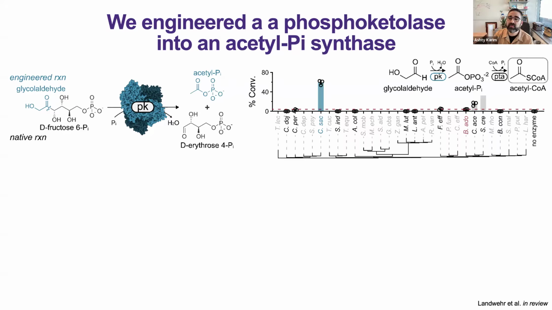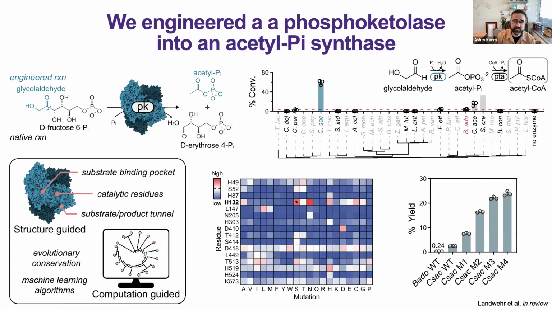So we selected several different enzyme homologs from nature, and we tested them for this activity on glycolaldehyde. And we found one variant that actually did this really well. We then took this variant and looked at the substrate binding pocket, catalytic residues, and how substrates and products tunnel through the enzyme, and used this to sort of guide our selection of residues to mutate.